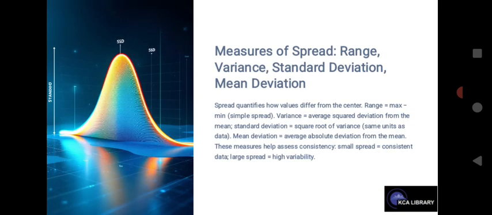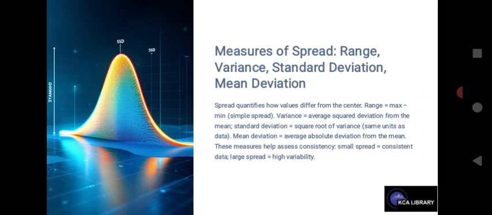Let's look at measures of spread. In measures of spread, or measures of dispersion, we are talking about range, variance, standard deviation, and mean deviation. Measure of spread quantifies how values differ from the center. For instance, range is equal to maximum minus minimum value. This is just a simple spread.